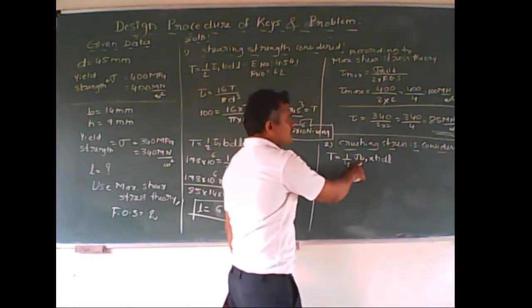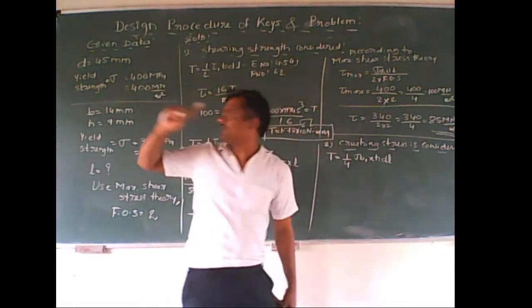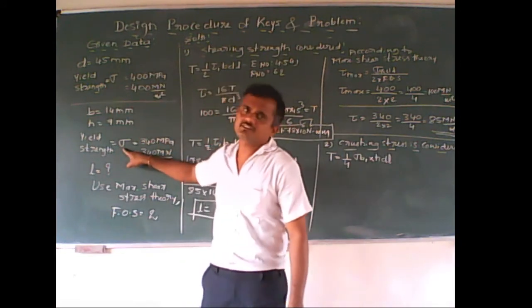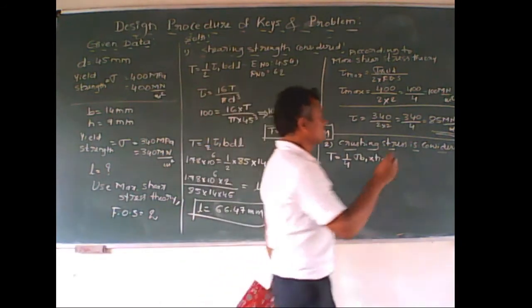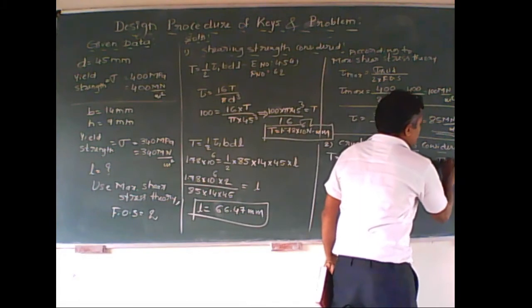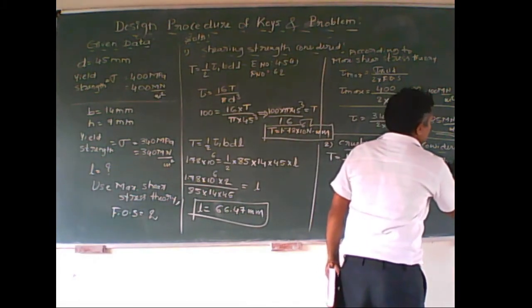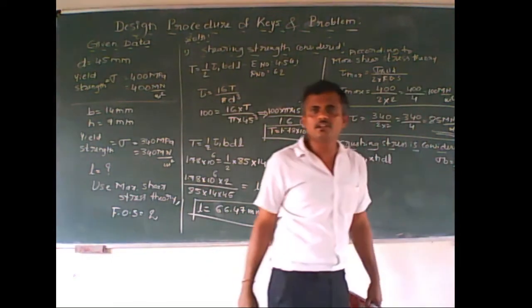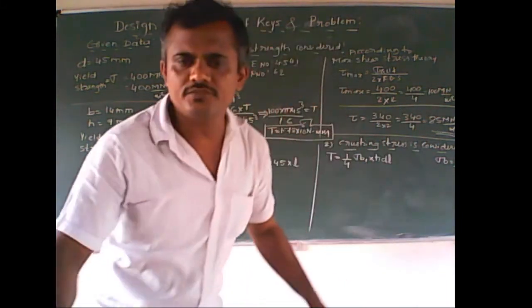Please concentrate. Here it is a crushing stress. Here it is yield stress. How to calculate sigma B then? Yield value divided by factor of safety.